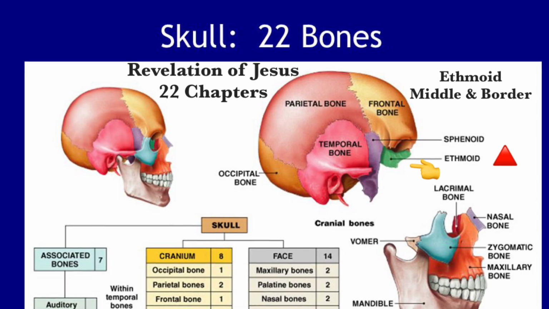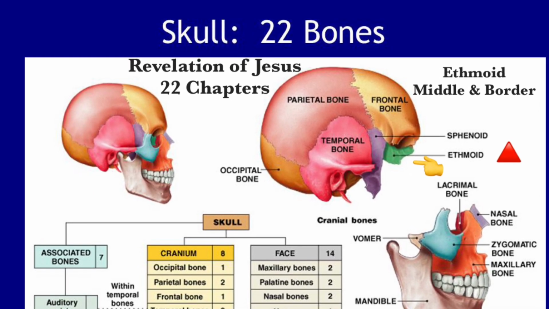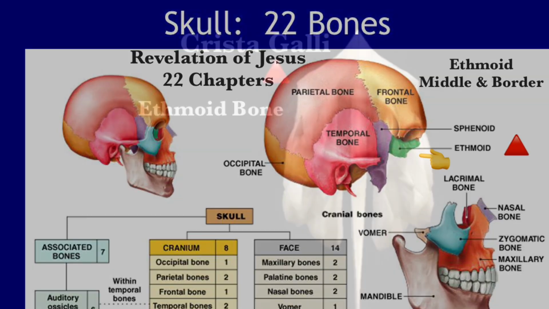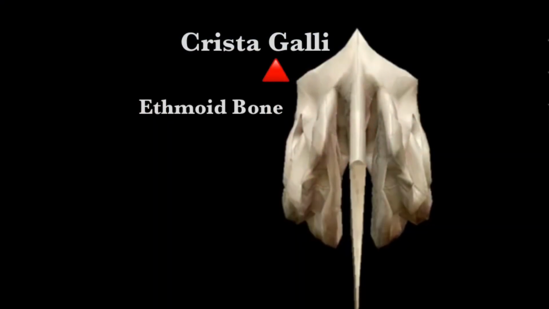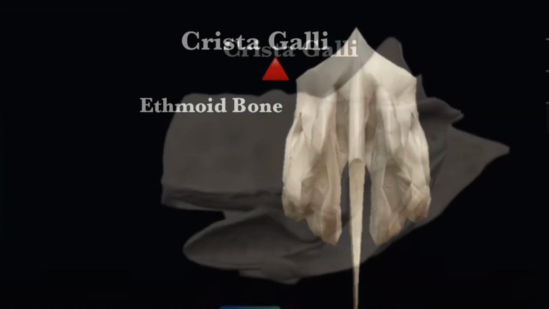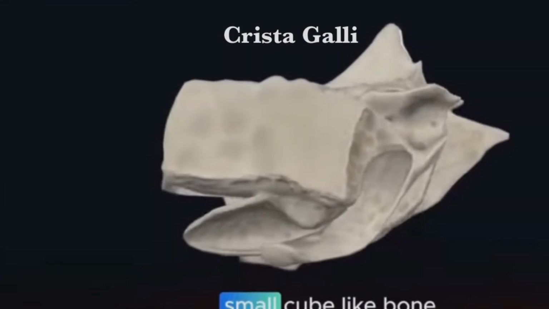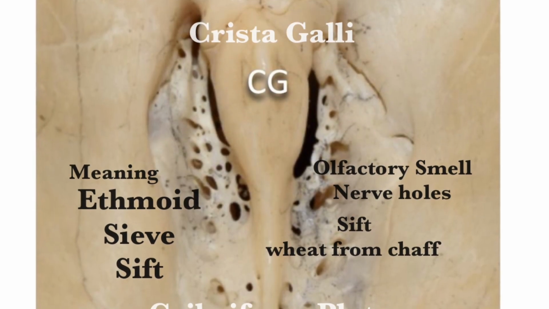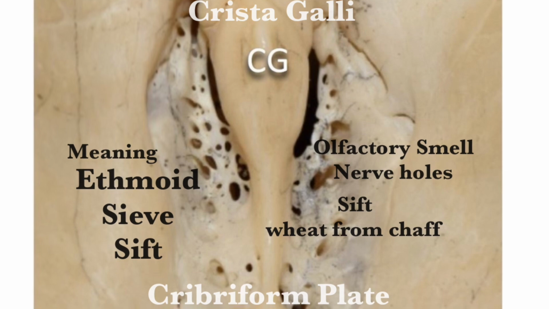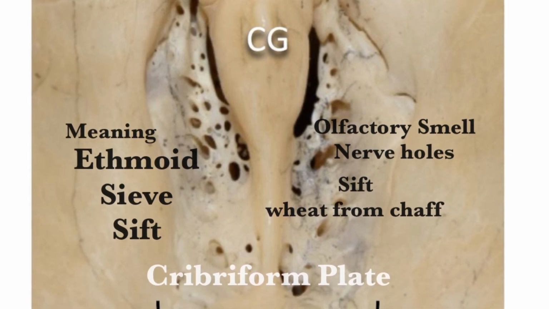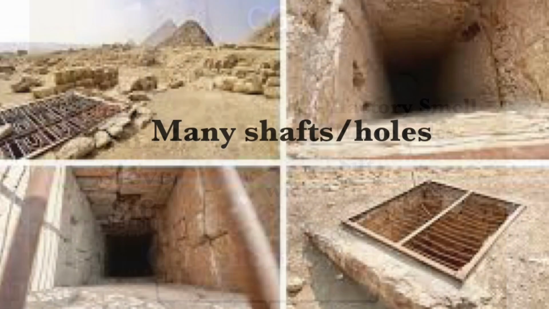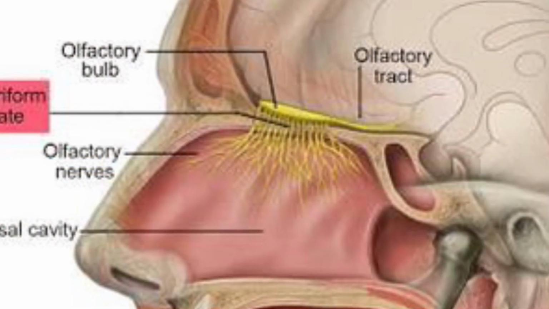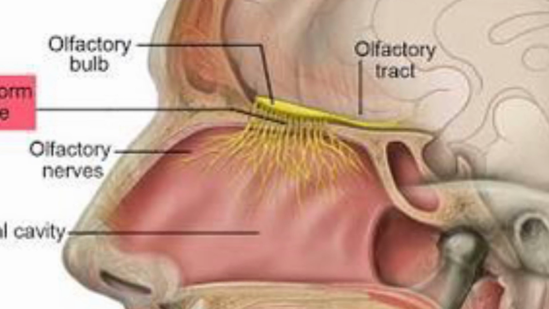The book of Revelation has 22 chapters and is a revealing of Jesus. Our head has 22 bones. On the top is the Crista Galli, a triangle-shaped bone like a pyramid. The Crista Galli sits on the cribriform plate that is full of holes. The Giza Plateau has many holes or shafts around the pyramids. The holes in the ethmoid bone are for the olfactory nerves for our sense of smell. The burnt sacrifices in the Bible are considered a sweet smell because they represent Jesus.